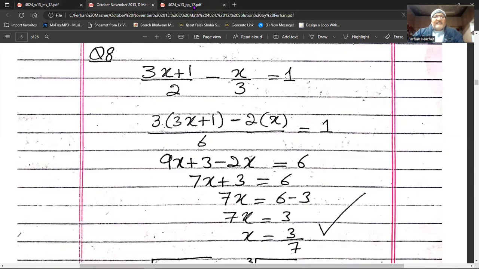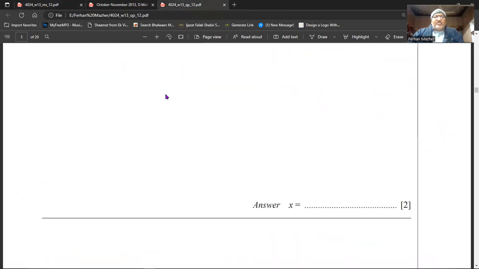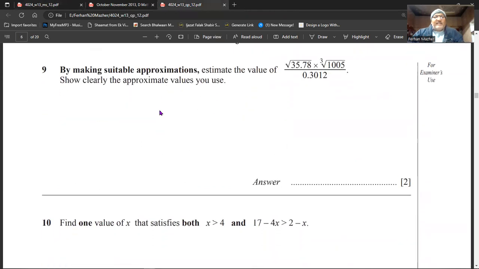So we are going to the next question, and the next question coming up on your screen is question number 9. He says, by making suitable approximations, estimate the value of, show clearly the approximate values you use. So 35.78, its square root. So in the place of 35.78, I will write 36. Then you have the third root of the 1005. So in the place of 1005, I will write 1000, divided by 0.3012. So in the place of 0.3012, I will write 0.3.